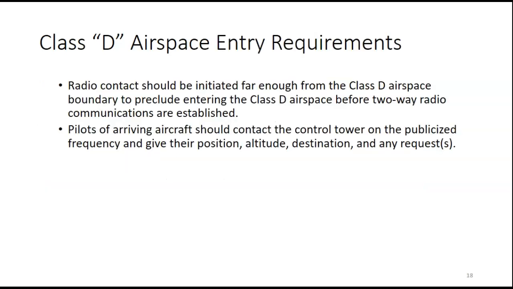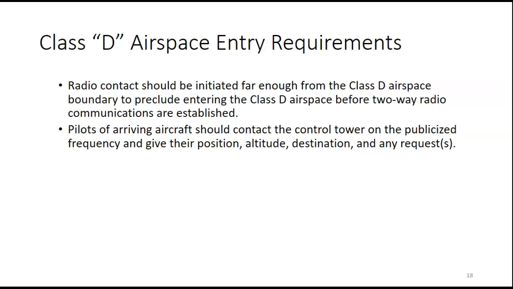The entry requirements for Class Delta airspace are pretty simple. You should contact the Class Delta tower before entering the Class Delta airspace, far enough out so that you can establish two-way radio contact before you get to the airspace. And the pilot should contact the control tower on the published frequency. You can find the frequency on the sectional chart or in the chart supplement.